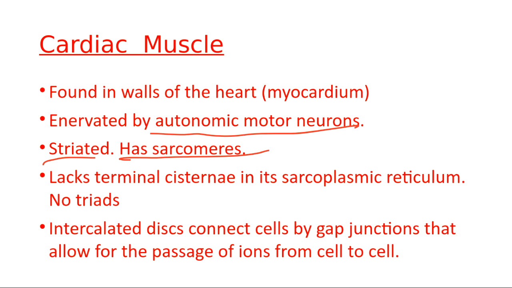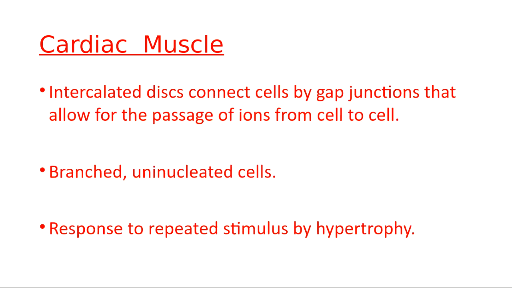It does not have triads. Triads are unique to skeletal muscle. It has intercalated discs, which are unique to cardiac muscle. Intercalated discs are gaps that connect each cardiac muscle cell to the others. The cells are branched, uninucleated, and the response to repeated stimulus is hypertrophy, not hyperplasia.